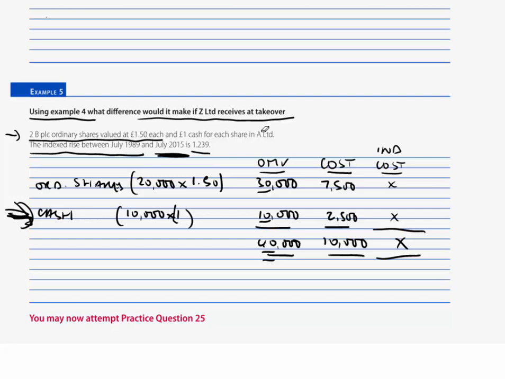So we need to show, therefore, our gains calculation. Now then, how much cash did we receive? We received 10,000. That is your sale proceeds. What do we now know to be the deemed cost attached to those proceeds?